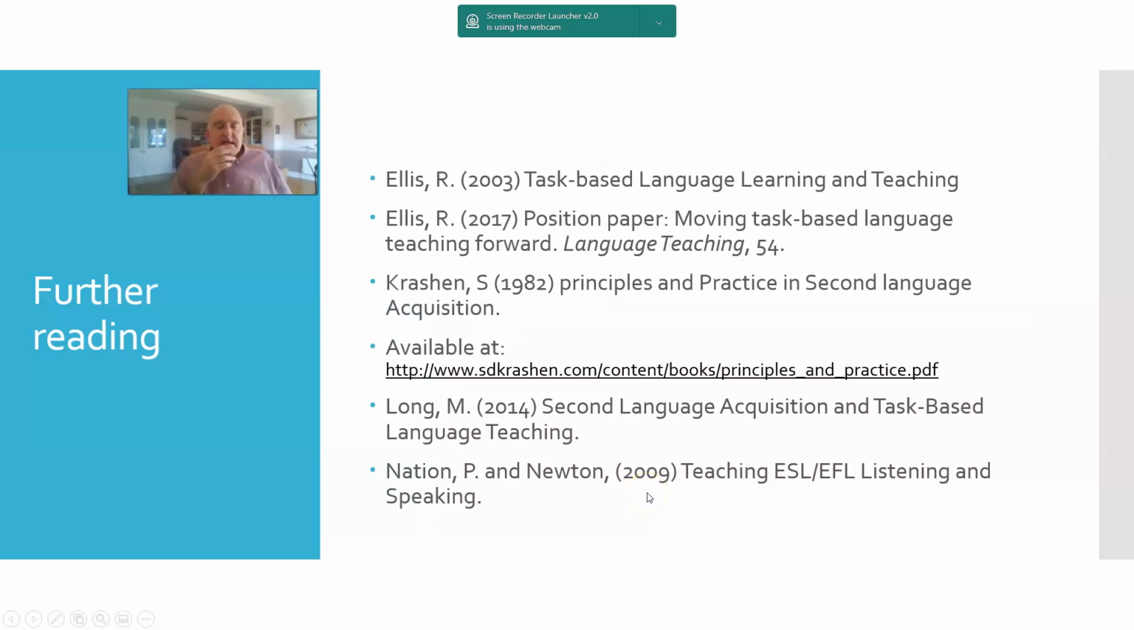So that's just a little taster of some of the tasks that we described in our book, Breaking the Sound Barrier, Teaching Language Learners How to Listen. And they were from chapter 7 of that book. And some extra reading for you there. If you want to read about task-based language learning and teaching, then there's Rod Ellis' book from 2003. And then a reference to Krashen's book, Principles and Practice, once more, which I mentioned in the last presentation. And Mike Long's book, Second Language Acquisition and Task-Based Language Teaching. And a mention for Nation and Newton there as well.